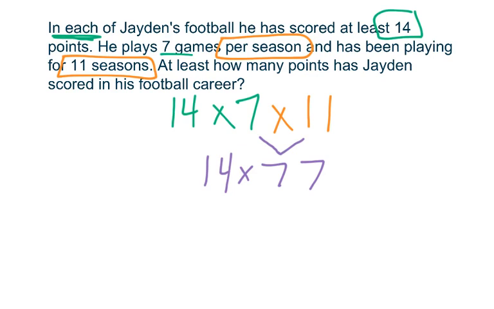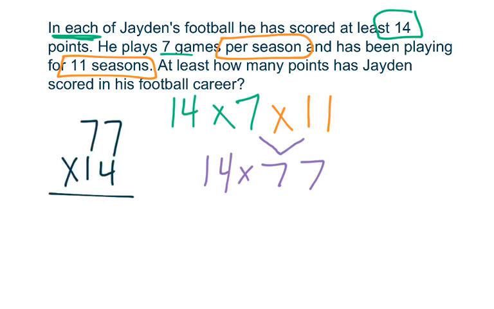Now, could you start by multiplying 14 times 7? Absolutely. That's just extra work for you. The goal in these types of problems is to figure out the least amount of work that you can put in to get your answer. So by multiplying 7 times 11 first, that's the least amount of work because I know I can do that in my head. I want you to go ahead and multiply 14 times 77 now using any method.